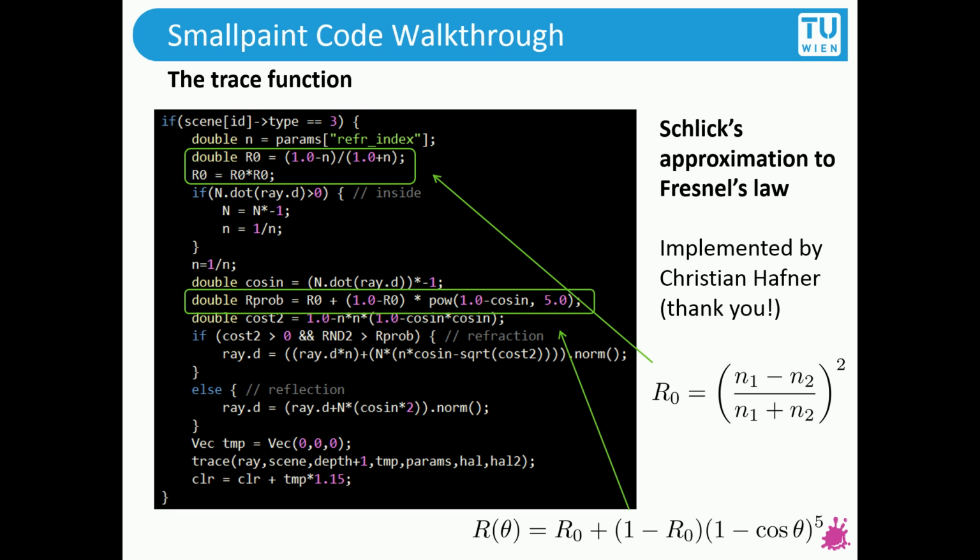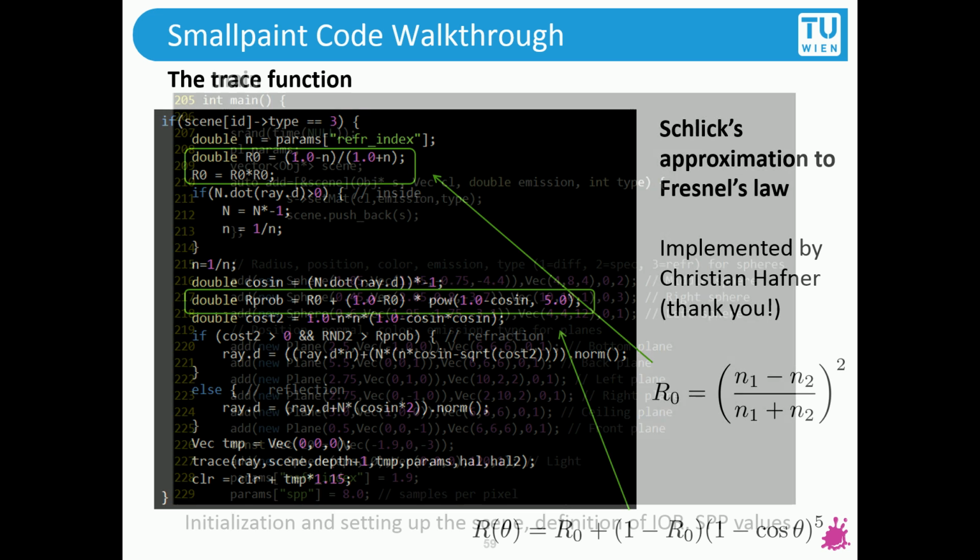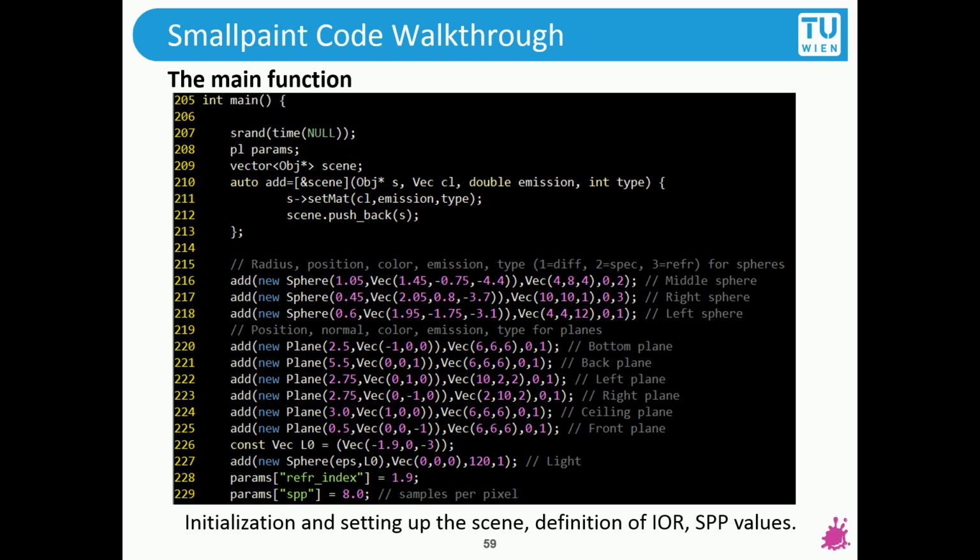Now, what about the final probability of reflection? It is also coming from the formula. We have every bit of information we need. So we just put in there this term with the cosine attenuation. How does the main function look like? Well, we have some wizardry with C++11 lambda functions, but basically this is just a shortcut in order to be able to add a new sphere or a new plane to the scene in one line of code.